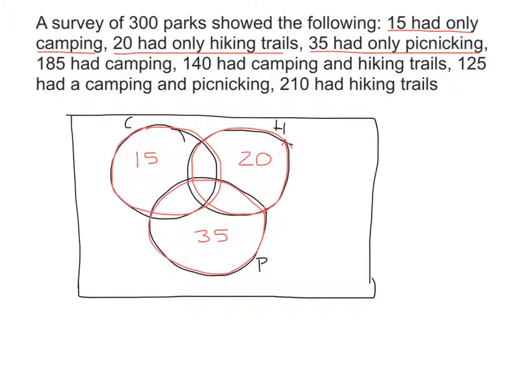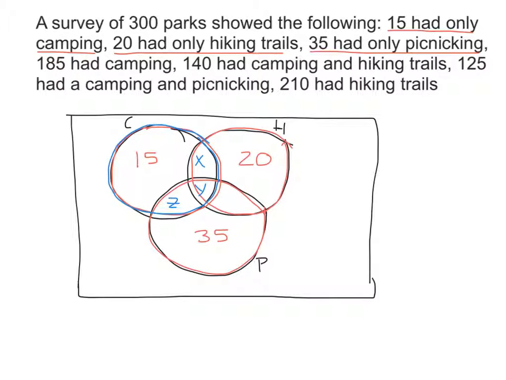Okay. Now, it said 185 had camping. So that means if you took the entire camping bubble, you would get 185 in that bubble. The problem is you do not know what is going in the camping and hiking, in the all 3 zone, or in the camping and picnicking. So what I'm going to do is put little letters in there. I'm going to have X, Y, and Z because I'm not very creative.